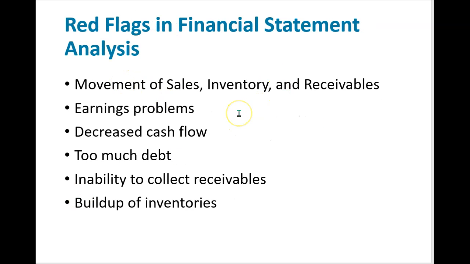Now, red flags in financial statements: what we look for, things to be concerned with, whether you're an internal or an external auditor. Look for earnings problems and too much debt. Look at the movement in sales, inventory, and receivables, and look for aberrations and trends. The inability to collect receivables, or inventories building up, are all red flags, where a company might do something that they probably shouldn't do.